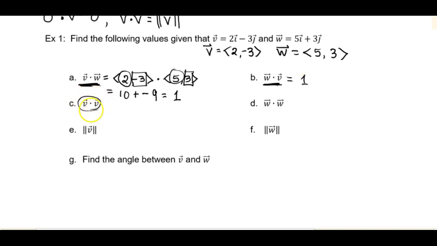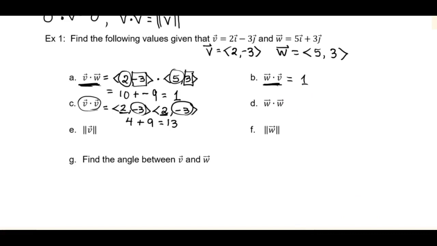If you're doing v dot v, so let's do that. That's going to be 2, -3 dot 2, -3. Again, we're going to get the horizontal components, multiply them together, and I'm going to get 4, plus then I'm going to multiply -3 times -3, I'm going to get +9, and the answer to that is going to be 13. So we do not take the square root of it. That would be the magnitude. So we're just going to leave it just like that.